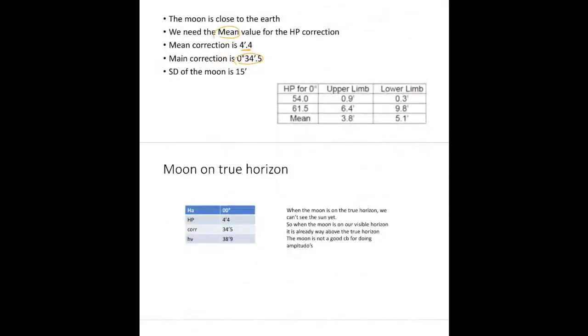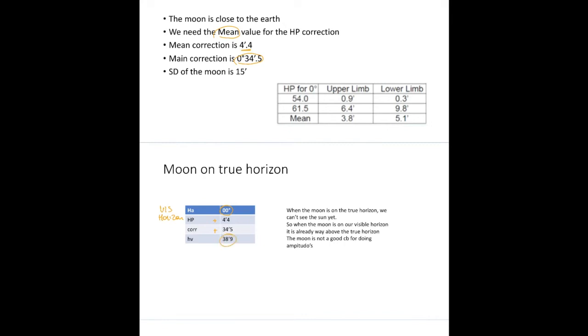And so we know that when we have an apparent altitude of 0 degrees, and then we add all these corrections, you know that the apparent altitude corrections for the moon, for horizontal parallax, and the other total correction, will also always have to be added. So when the moon is on your visible horizon, the true altitude will be 38 minutes, 0.9.